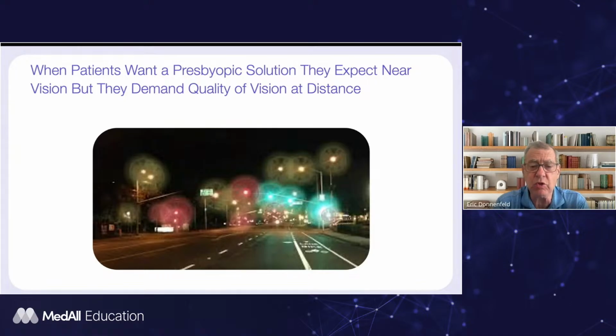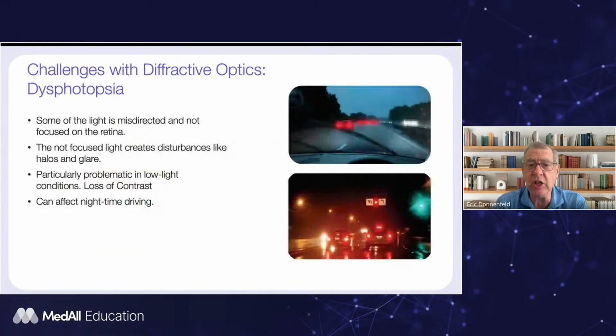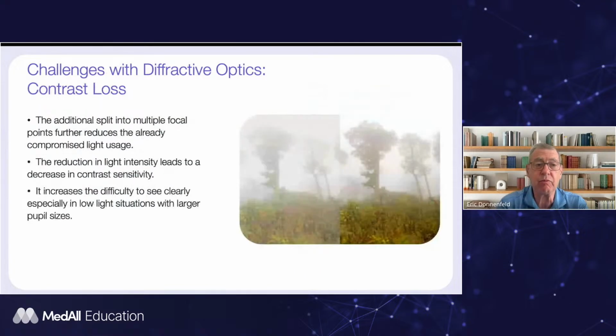If this patient could read beautifully but couldn't drive at night, they certainly wouldn't be happy. And the challenges with diffractive optics are dysphotopsias. Some light is misdirected and not focused on the retina. The not focused light creates disturbances, and this can be very problematic in low light conditions, such as driving at night. In addition, there's a loss of quality of vision, contrast loss.